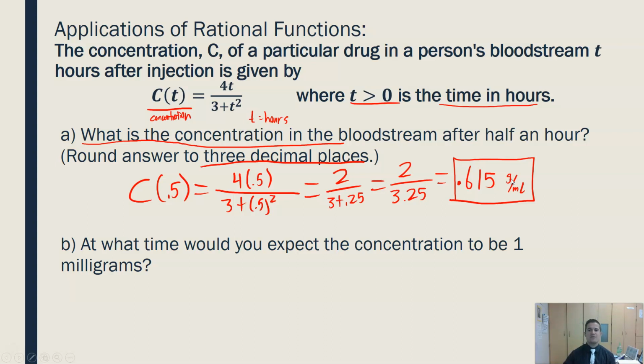So in this case, after a half hour, the concentration of this drug in your bloodstream would be 0.615 grams per milliliter or something like that. So I just plug in the value of t and I solve.